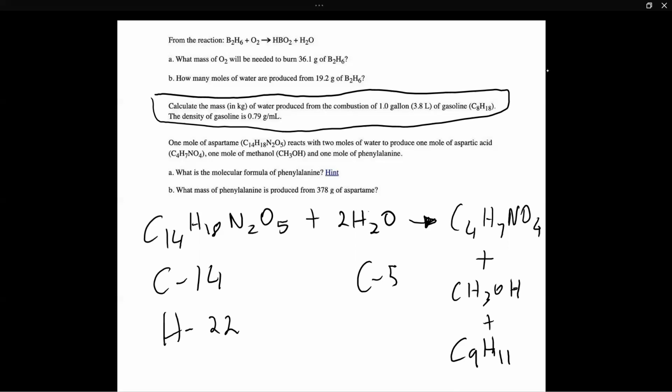Then let's take a look at nitrogen. There are two nitrogens on the left-hand side. However, there is only one nitrogen on the right-hand side. That means there is one N. And now the final component is the oxygen. There are 7 oxygens on the left-hand side. However, we have only used 5 on the right-hand side. So that means there will be O2. So the molecular formula of phenylalanine is actually C9H11NO2. So this is the molecular formula.